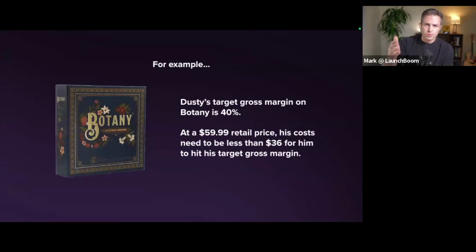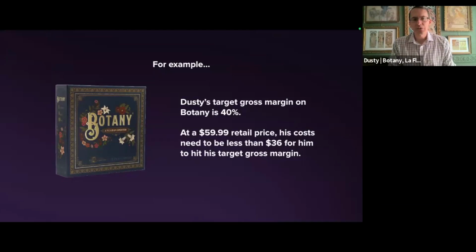So just as an example, Dusty, if you want to speak to this, I know you have a target gross margin on your game of 40%, right? And that's by sales channel and by deal. So I look at a 40% gross margin also on wholesale. If I'm doing wholesale deals and I'm selling at 60% off, that makes my distribution price $24. And I'm also looking for a 40% margin there. So 40% just guides every sale I make. I need that percentage of it to run my business, to be able to feed my kids, et cetera.